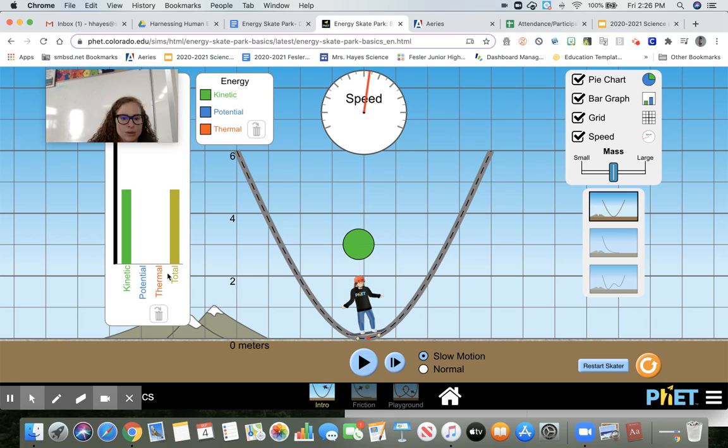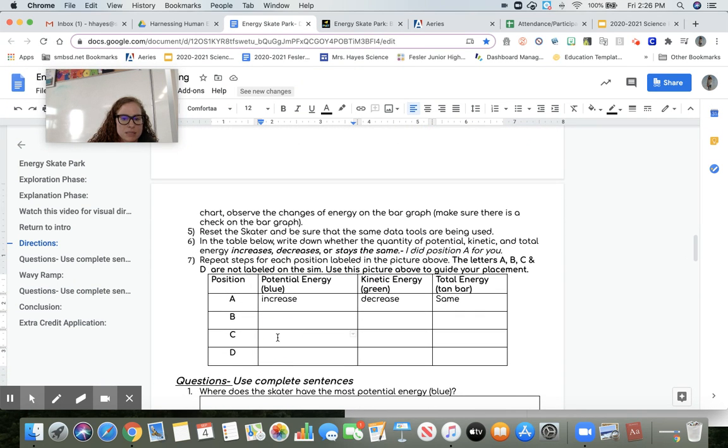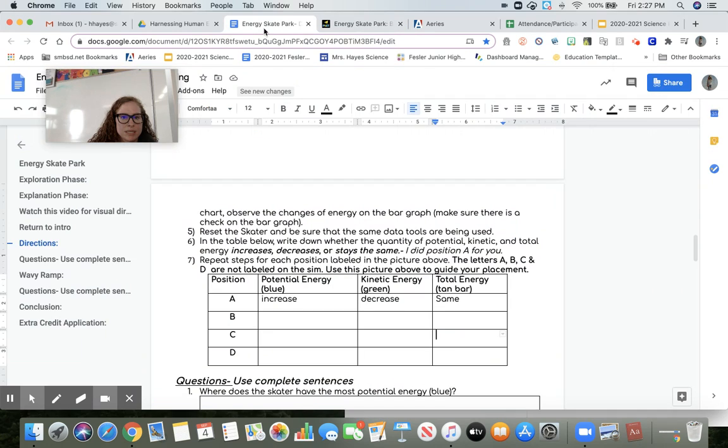Okay. Notice the total didn't change, but now we're all kinetic energy. There's like no blue there. So that's this one. Did the blue increase or decrease? Did the kinetic energy increase or decrease? What happened to the total? Then for the last one, you wait till he gets all the way up to the top. What happened to the potential? Did it increase, decrease, or stay the same? Kinetic: increase, decrease, or stay the same? Same for total.